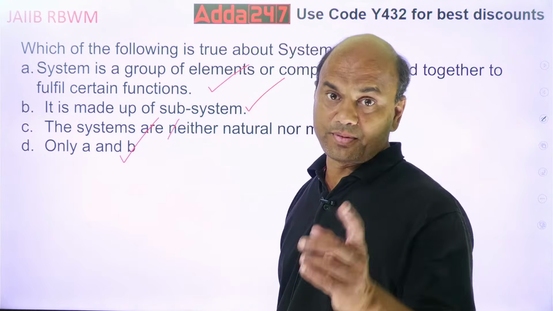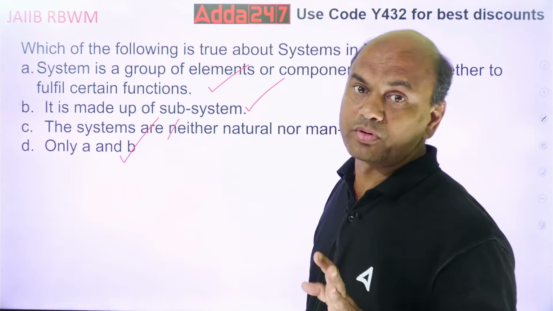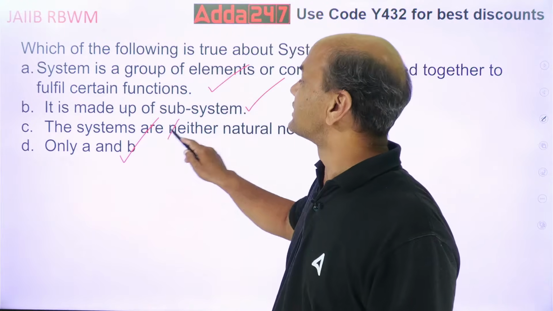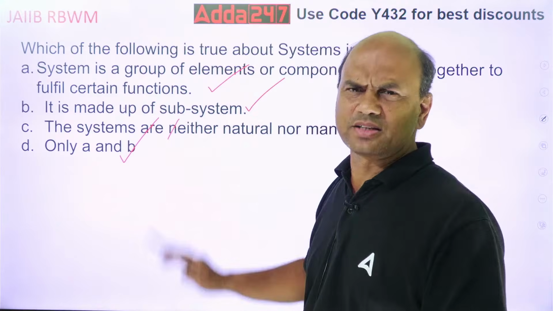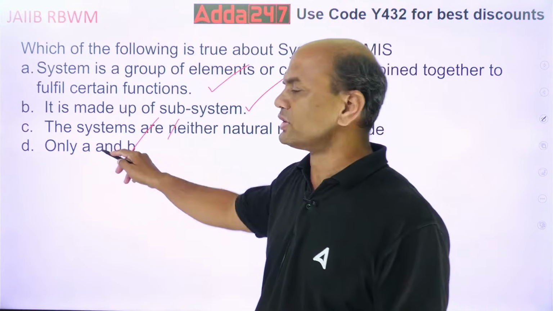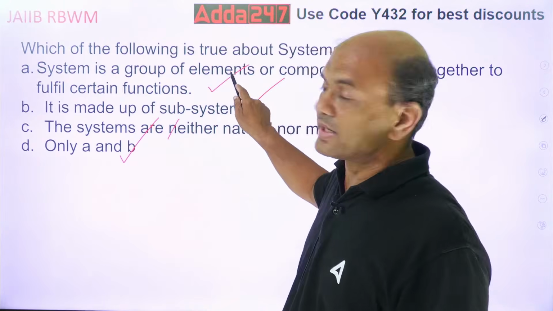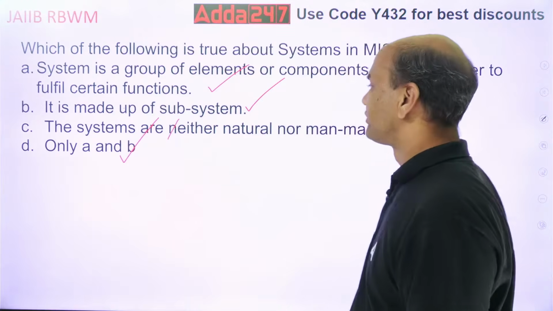Again, pay attention very particularly to the question. A is correct, B is correct. C, just neither, it should be changed to either. Then it would be correct. So the answer is only A and B. Got it, everyone? Clear? A alone is not the answer. A and B are the answers. Clear?